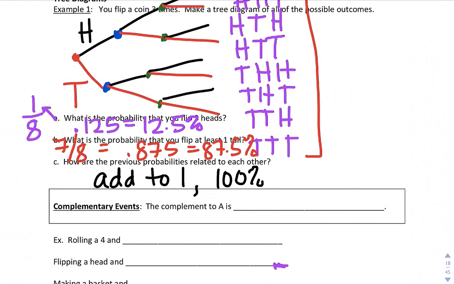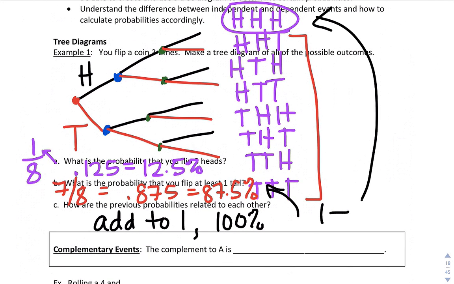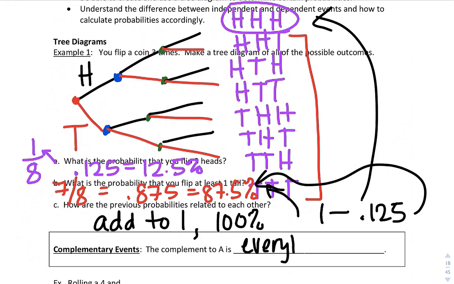To find the probability that you flip at least 1 tail, we could have done 1 minus the probability that we get the 3 heads right there. So I could have done 1 minus 0.125, and that would have given me all the tails. If you take a look at these two, there's a special name for these. It's called the complement. The complement to A is everything that is not A.